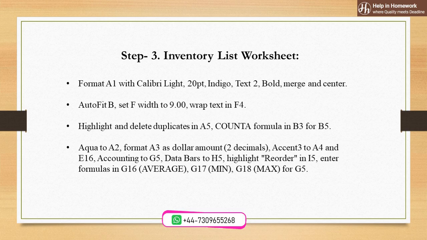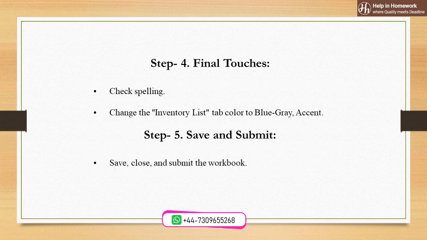Aqua to A2, format A3 as dollar amount, 2 decimals. Accent 3 to A4 and E16. Accounting to G5, data bars to H5, highlight reorder in I5, enter formulas in G16 average, G17 min, G18 max for G5. Step 4, final touches.